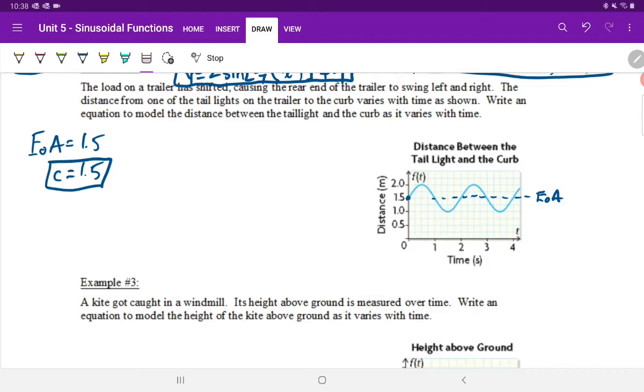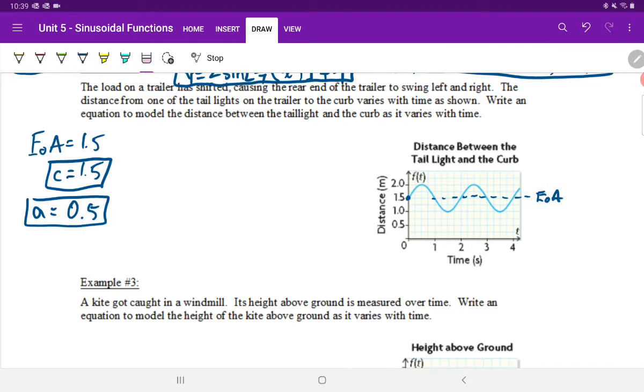Okay, now let's keep going. I can figure out my amplitude just by looking at my graph as well. I go from 1.5 to 2, right? 1.5 to 2. So how much vertical distance is there? 0.5. So I know my A value for my equation as well.